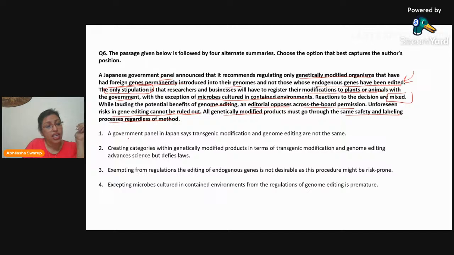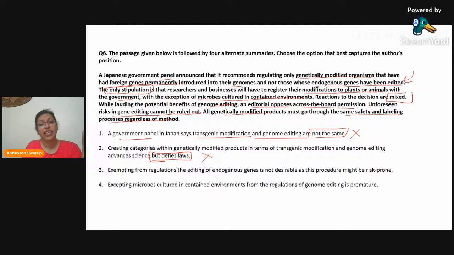Option number one says a government panel in Japan says transgenic modification and genome editing are not the same. Well, it doesn't say that. It doesn't say just that. So one is actually incomplete. Option two: creating categories within genetically modified products in terms of transgenic modification and genome editing advances science but defies laws. But does it really defy law? Again, this is incorrect factually. So I cannot take this.